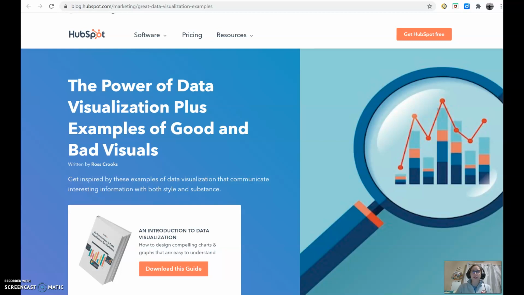So the article that I chose and went through is on the screen. It's The Power of Data Visualization plus examples of good and bad visuals. And it kind of goes into what is data visualization, and it also provides different pictures of these examples that we can look at. So what is data visualization?